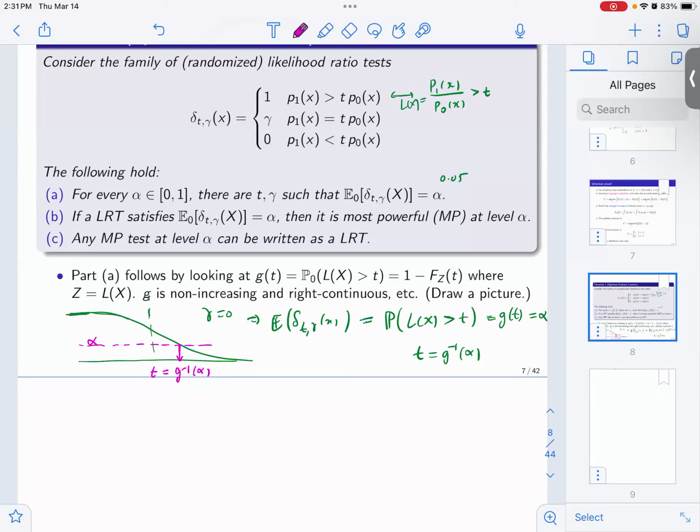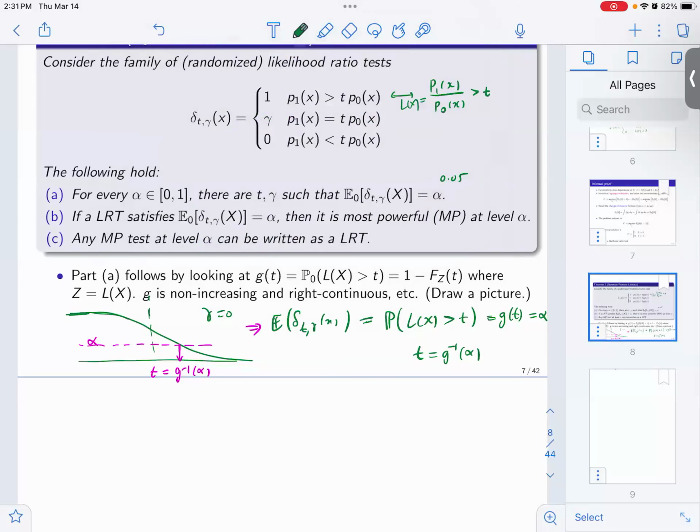So I can achieve that equality here by setting gamma to 0; there is no randomization needed. And I just invert this. It's similar to the quantile function, but basically the inverse of this function.